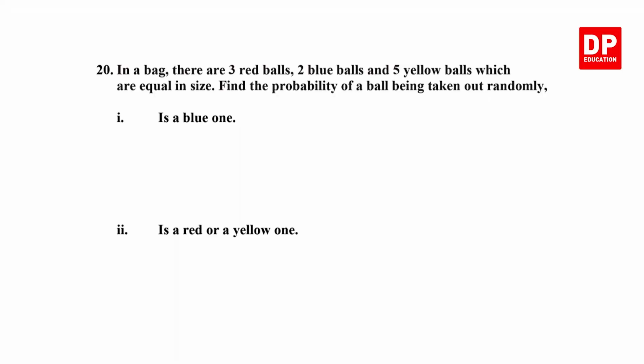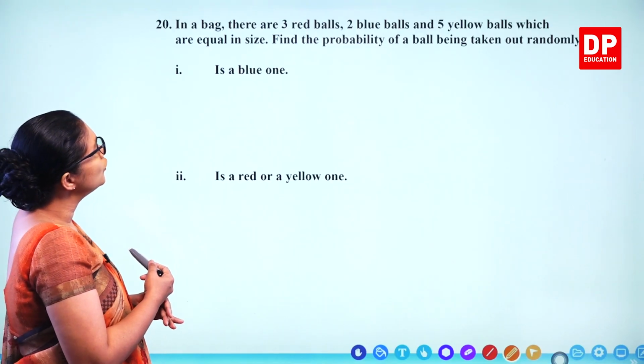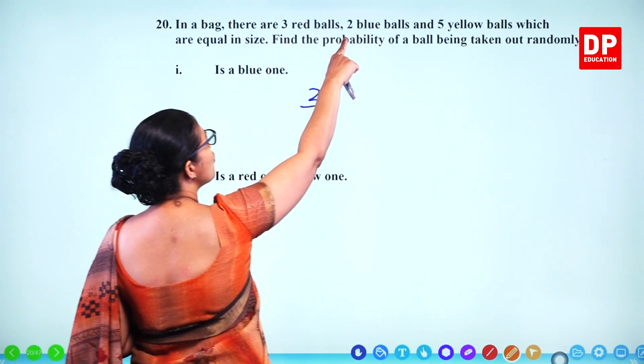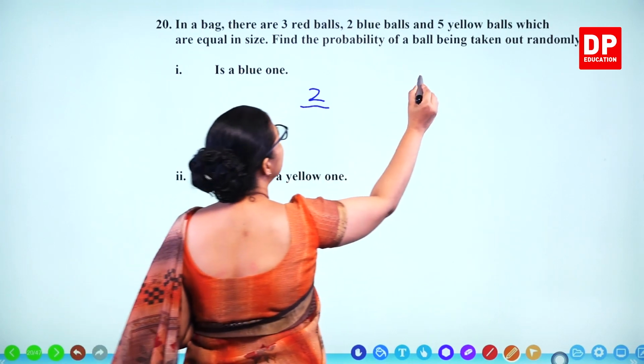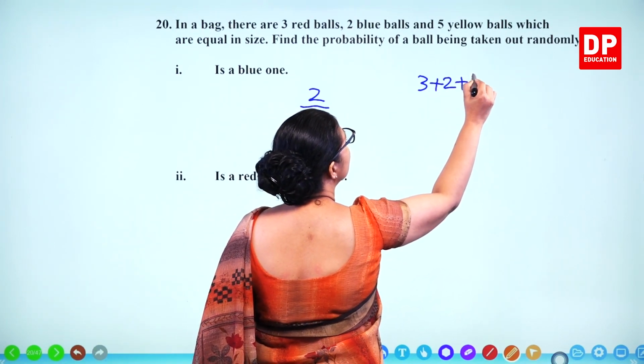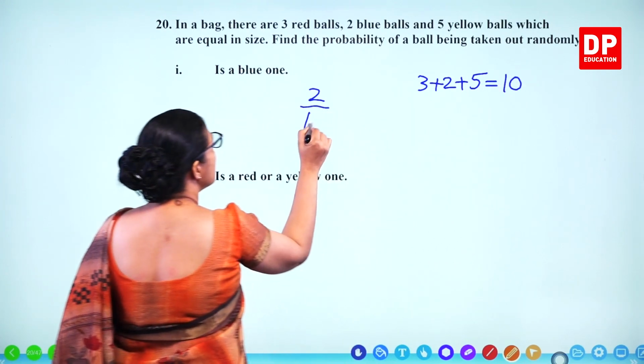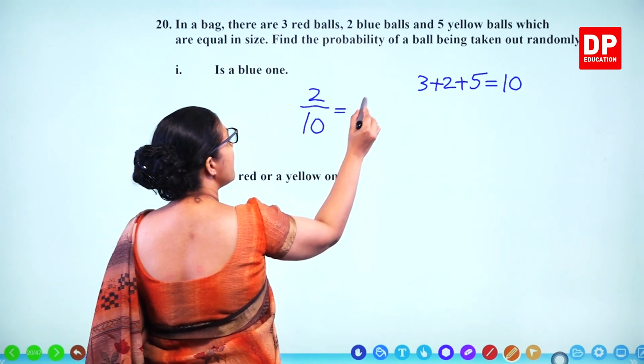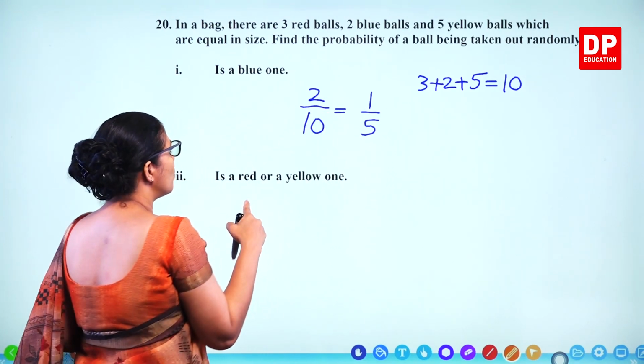Last question in part 1. In a bag, there are 3 red balls, 2 blue balls and 5 yellow balls which are equal in size. Find the probability of a ball being taken out randomly is a blue one. So how many blue ones are there? 2. Total 3 plus 2, 5, and 5, 10. So out of 10, 2 are blue. So the probability is 2 over 10, or you can simplify and write 1 over 5.